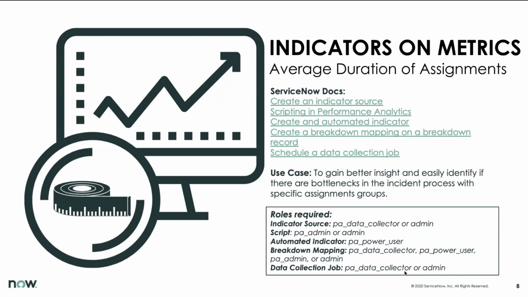And so our use case here: we want to gain better insight and easily identify if there are bottlenecks in the incident process with specific assignment groups. So who has it longer, who has it shorter? Hopefully this can help you determine whether or not it's going to the right person, the right group, at the right time. Because if an assignment group is sitting on it for a long time and it ends up being something that they can't do and it has to go to somebody else, then hopefully something like this would help you figure that out.